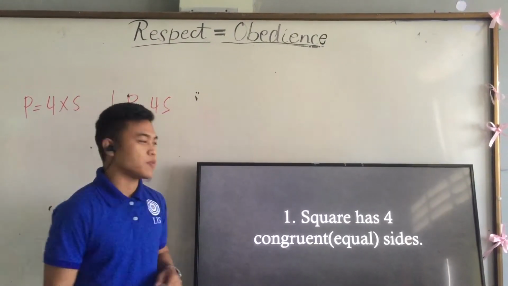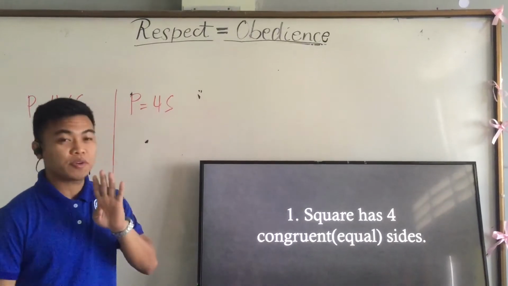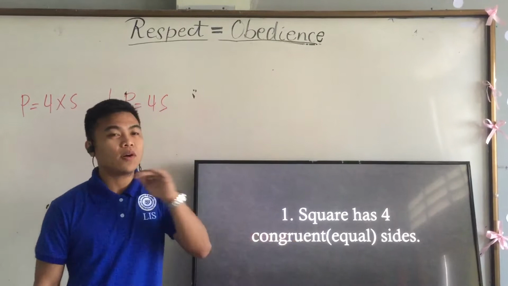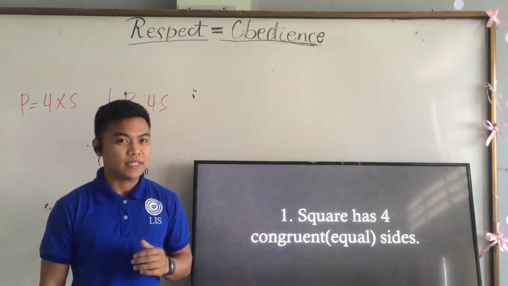So let's proceed to number one. A square has four congruent or equal sides. When you say congruent or equal, all the sides of that square are the same.